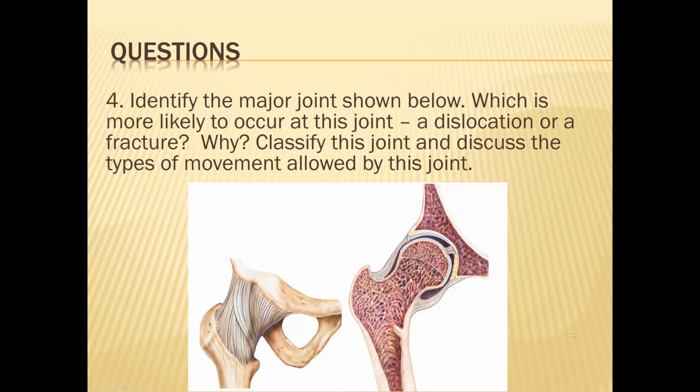Question 4, identify the major joint shown below. Which is more likely to occur at this joint, a dislocation or a fracture? Why? Classify this joint and discuss the types of movement allowed by this joint.